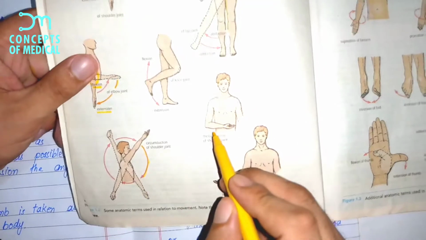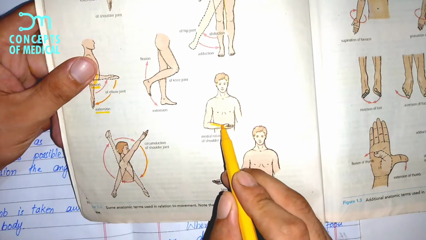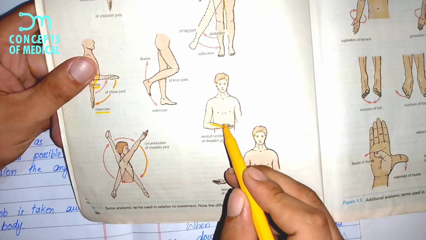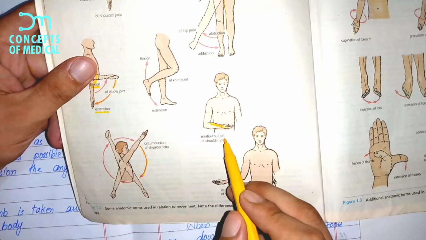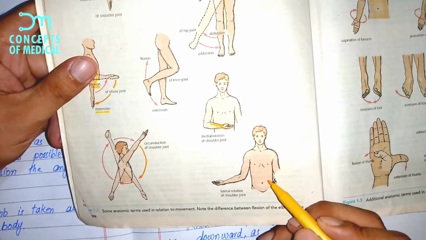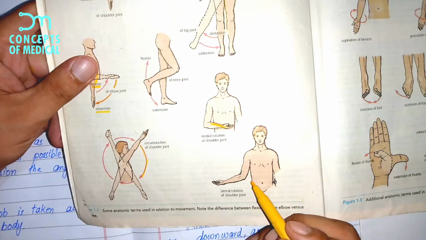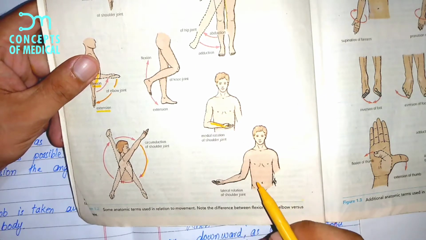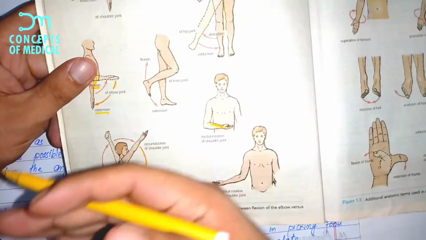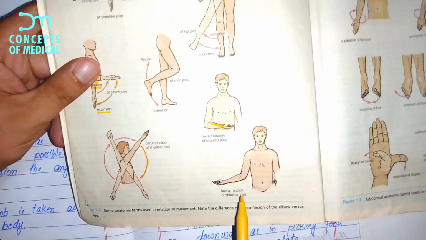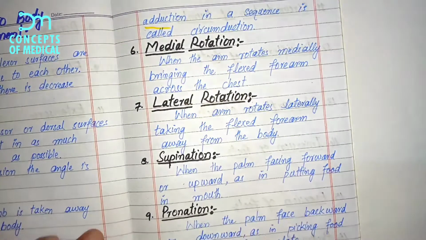In this picture, the flexor part of my forearm is moving close to my body, so this is called medial rotation. And when I take the flexor surface of my forearm away from my body, this is called lateral rotation, right? So this is medial rotation and this is lateral rotation of my shoulder joint, right?